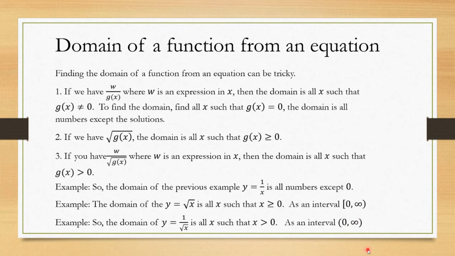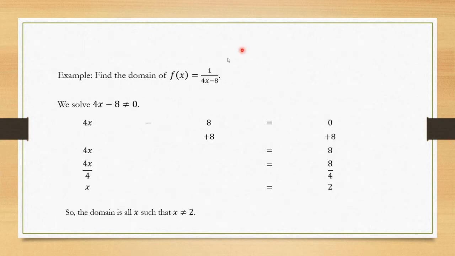All right, so let's do some examples of this. For instance, we have 1 over 4x minus 8. So we want to know what the domain of this is. Well, again, it's where the denominator is not 0. So for 4x minus 8, we want to know when is that equal to 0? Well, we solve. We have an equation, right? So we add 8 to both sides.